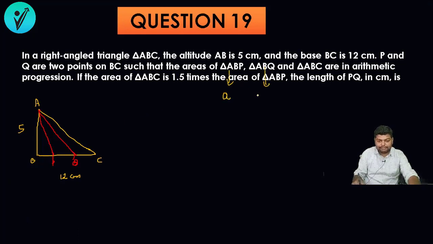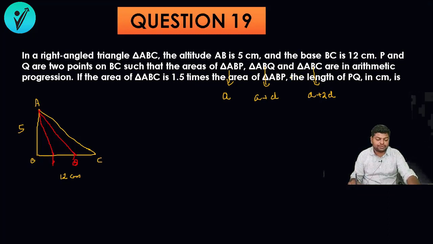Let the area of triangle ABQ be A plus D as per the statement, and let the area of triangle ABC be A plus 2D. They said in the question that the areas of triangle ABP, ABQ and ABC are in arithmetic progression, so I simply use that. If the area of triangle ABC is 1.5 times the area of triangle ABP, then A plus 2D is actually 3 by 2 times the area of triangle ABP, which is A.